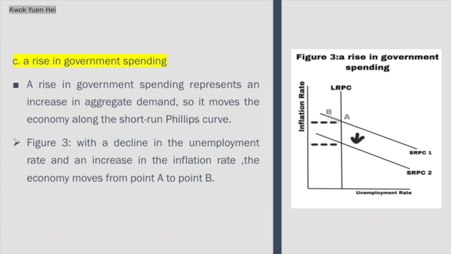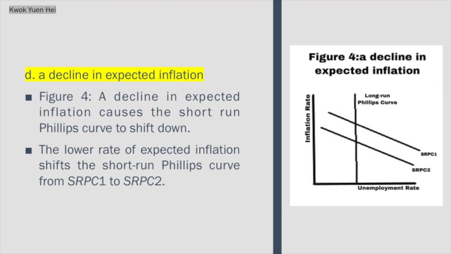C is a rise in government spending. It represents an increase in aggregate demand, so it moves the economy along the short-run Phillips curve as shown in Figure 3. The economy moves from point A to point B with a decline in the unemployment rate and an increase in the inflation rate. D is a decline in expected inflation.